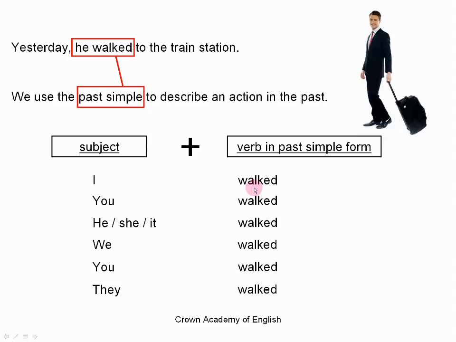Alright? Now, walk, this is a regular verb. And with regular verbs, we simply add the letters ed to the base verb. Alright? So if it is a regular verb, we simply add ed to the verb. Now let us look at the past simple form for other verbs, because not all verbs are regular.